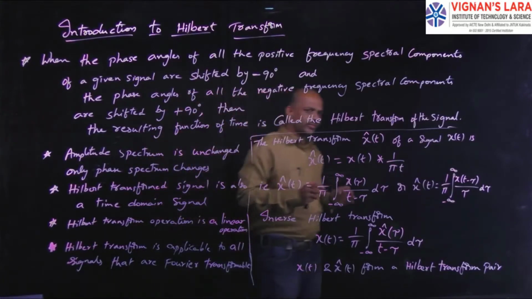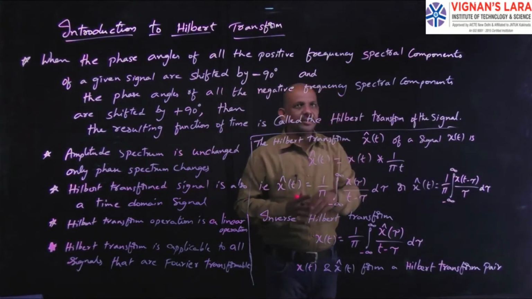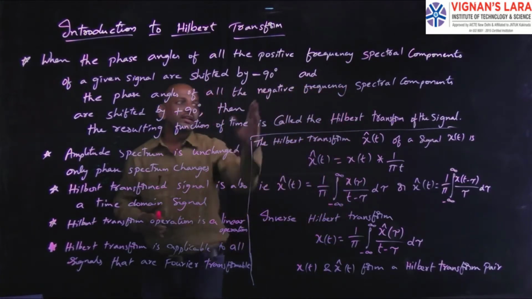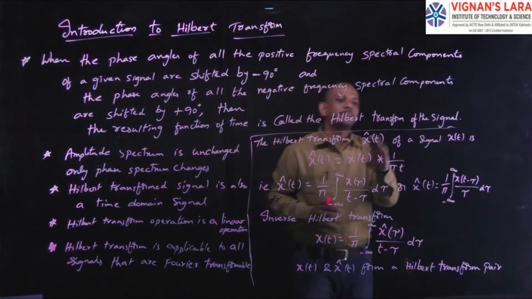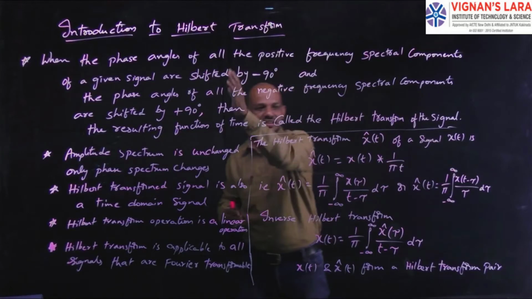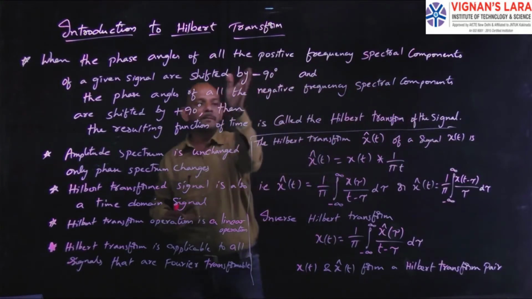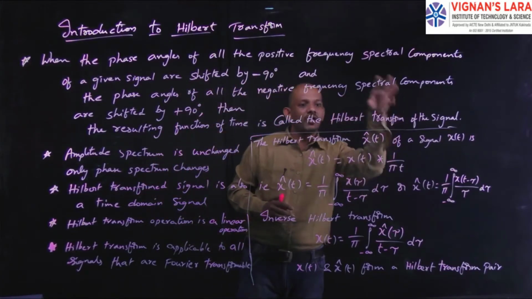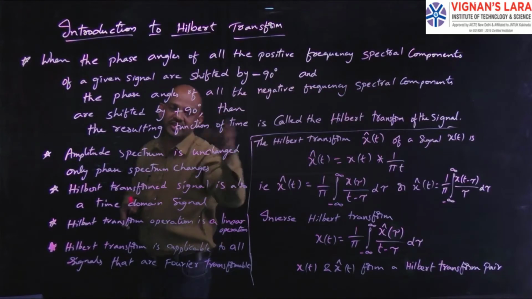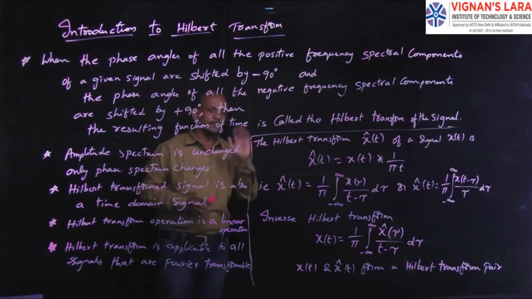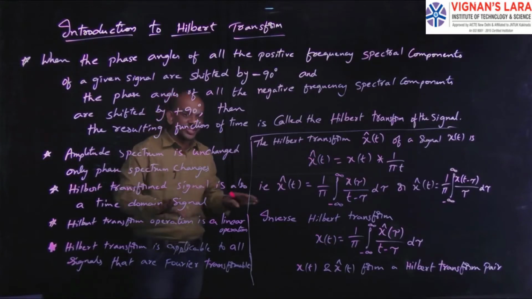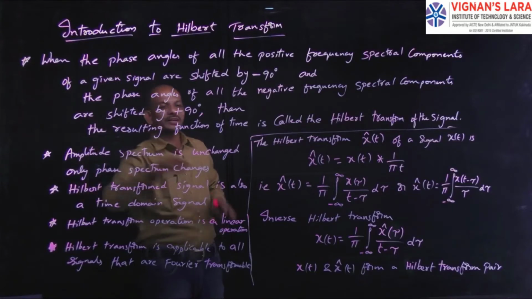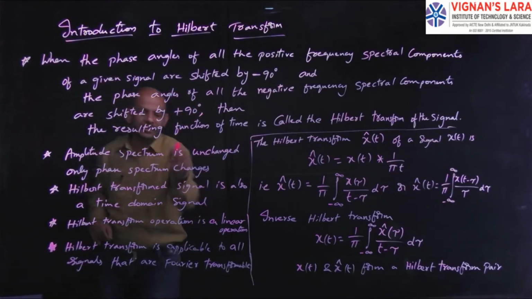So in Hilbert transform, what happens? The positive frequency spectral components shift by minus 90 degrees, and negative frequency spectral components shift by plus 90 degrees. That is, plus omega components shift by minus 90 degrees, and minus omega components shift by plus 90 degrees. After that shifting, the resulting function in time is nothing but the Hilbert transform of the signal. Simple. Here the amplitude spectrum is unchanged because the change is only with respect to the phase spectrum. The phase angles will change, so the amplitude spectrum is unchanged. Only the phase spectrum changes.